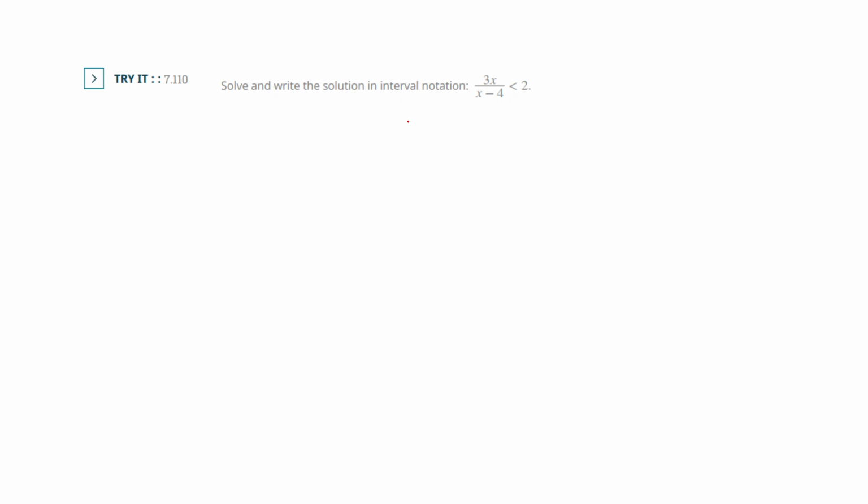Yeah, I've got another one here. Same idea. Pause this and try it yourself if you'd like. I've got 3x over x minus 4. I'm going to adjust this so I have this less than 0 instead of 2. So 2 over 1.